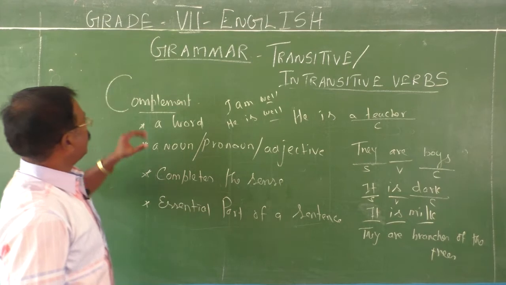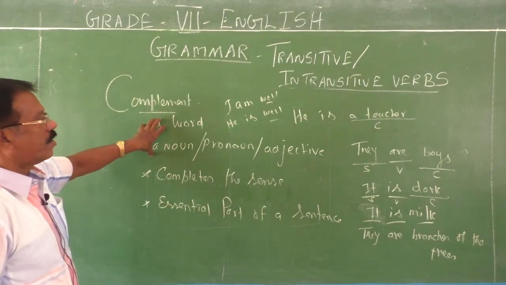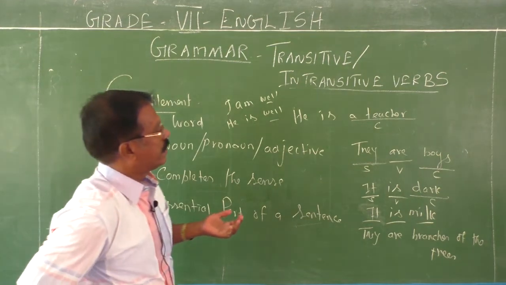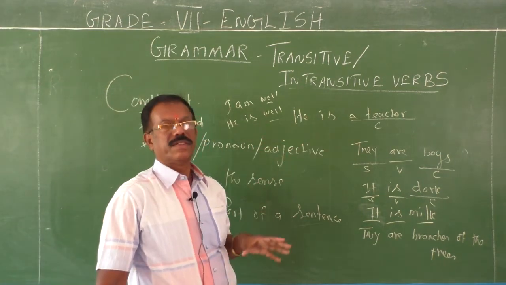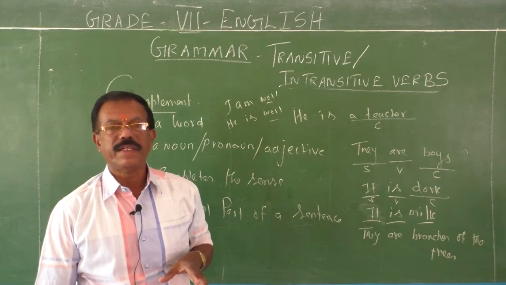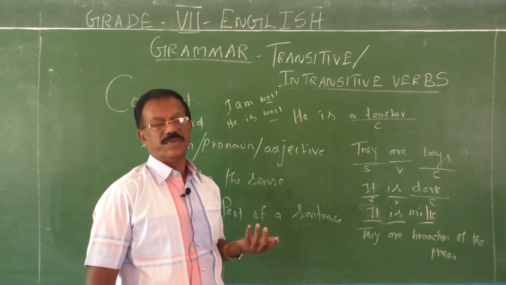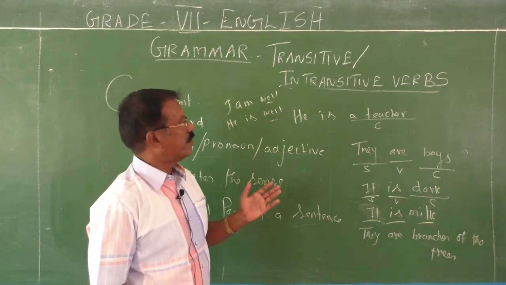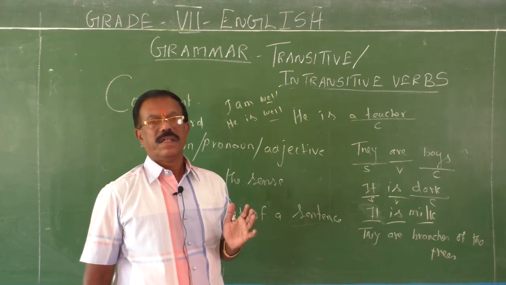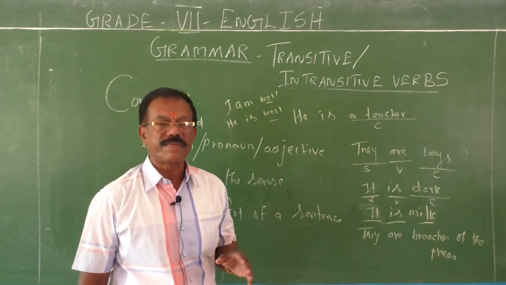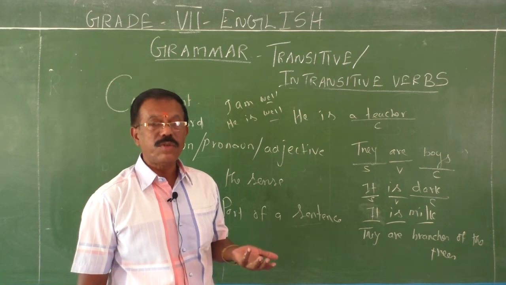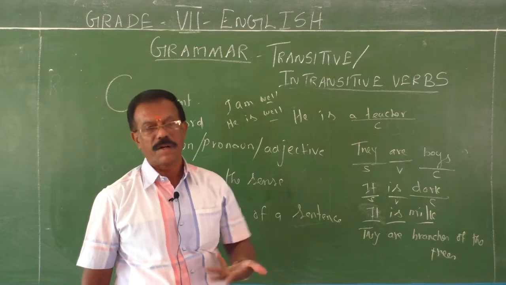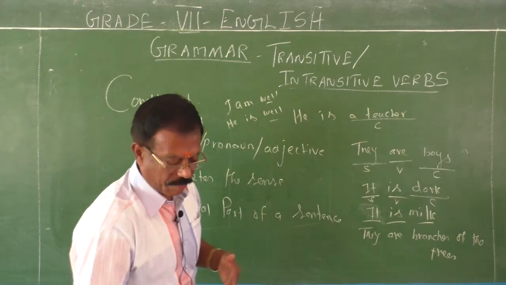Next, these complements are of two types, subject complement and object complement. Subject complement just describes a subject. Object complement just describes an object. That's the difference. Subject complement comes mostly after the linking verbs, but object complement comes after the object. It gives complete sense to the object, to the meaning of the object. Therefore, that is called an object complement.